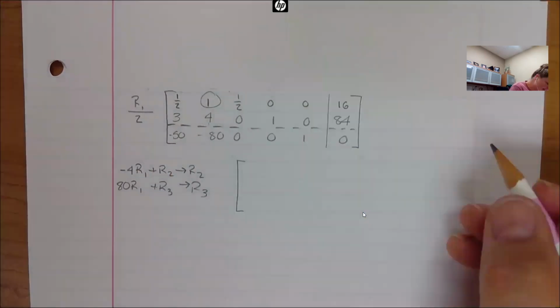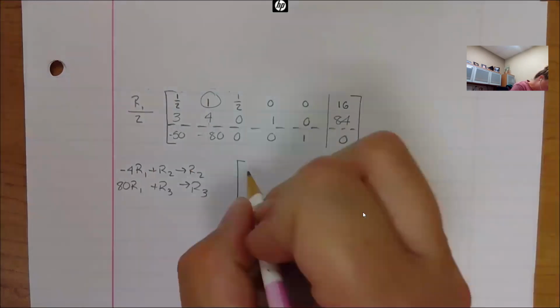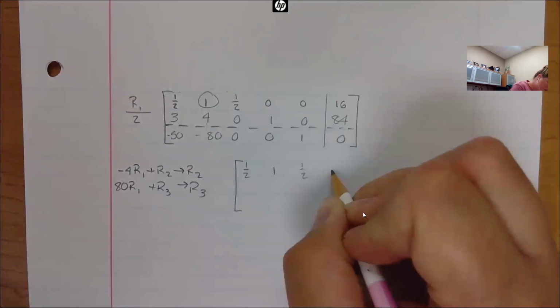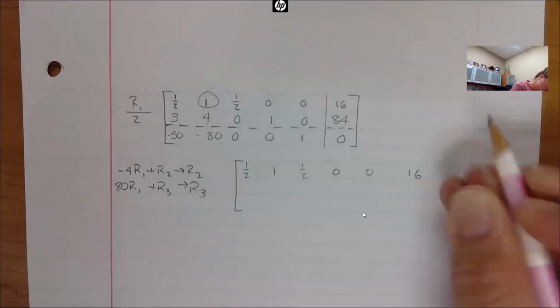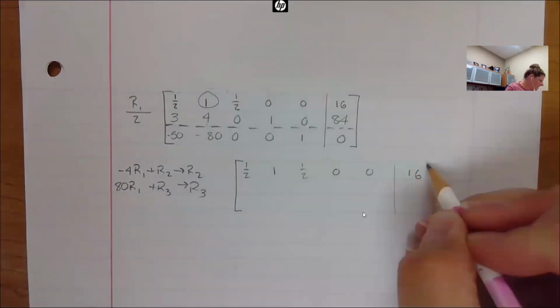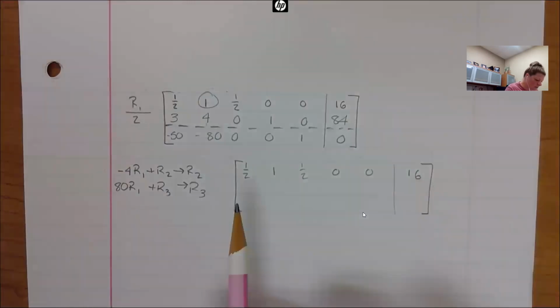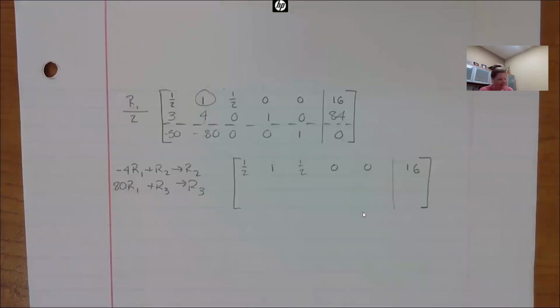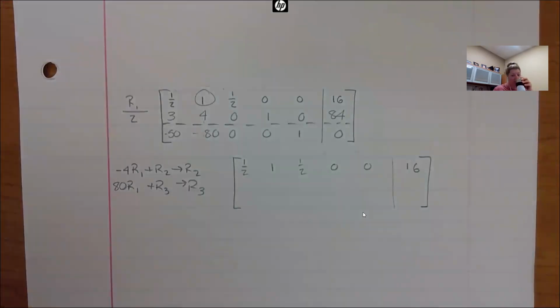So the top row is not changing. I'm going to have 1/2, 1, 1/2, 0, 0, 16. Notice I get a little lazy and I don't write the x1, x2, s1, s2, p above them all. You sure can. It's a lot of steps. So I get a little bit lazy and I don't write them. You might want to on your first couple so you remember which ones are which. All right.